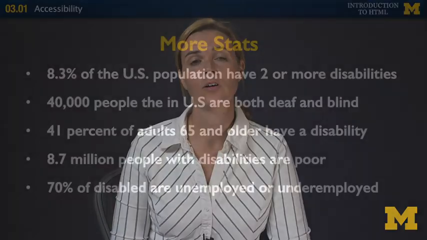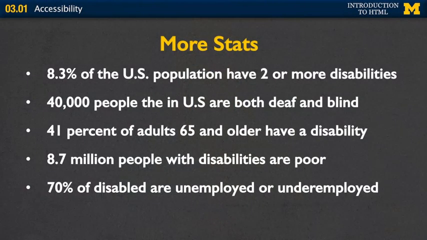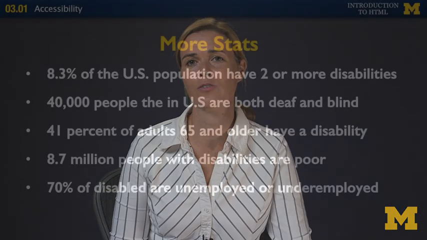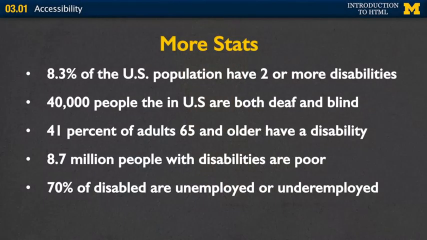So let's get to specific stats, because nothing helps me convince people more that they want to design for the web than showing them the numbers. So almost 10% of the US population has 2 or more disabilities. 40,000 people in the US are both deaf and blind. So think about trying to access technology when you have those types of issues. 41% of adults 65 and older have a disability.